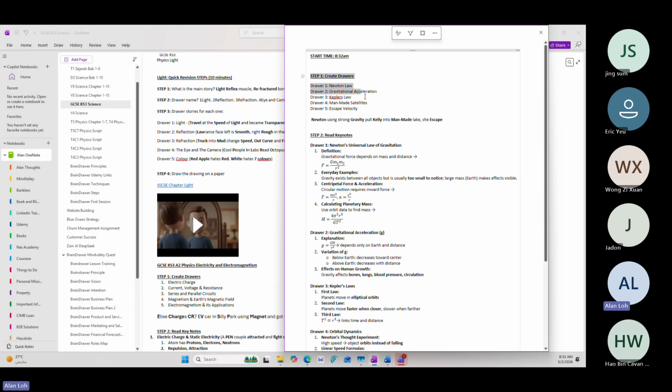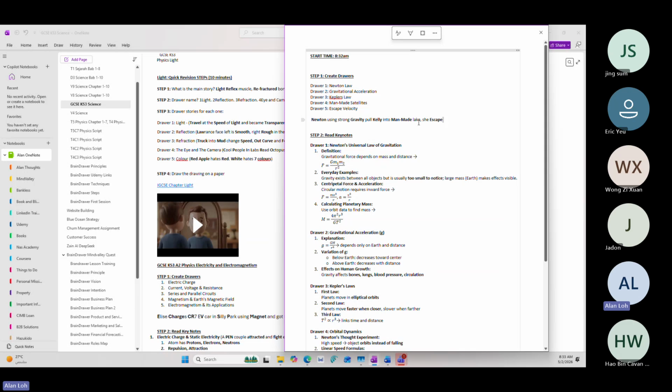So let's start with step 1. Step 1 is create drawers. We have 5 drawers. What are those drawers? Newton's law, drawer number 1. Gravitational acceleration, 2. Kepler's law, 3. Man-made satellites, 4. Escape velocity, 5. So there are 5 drawers.